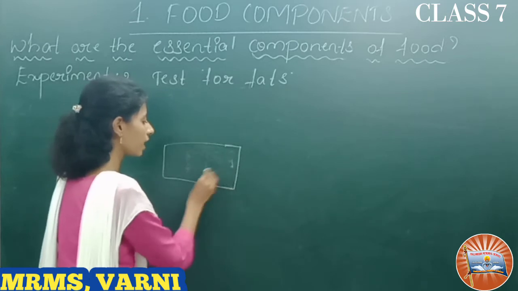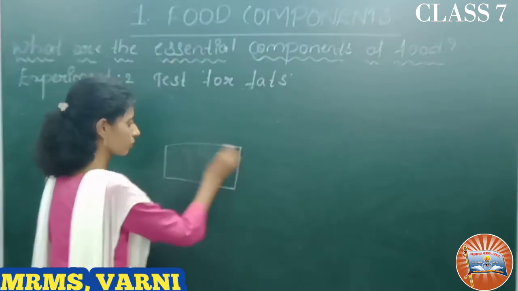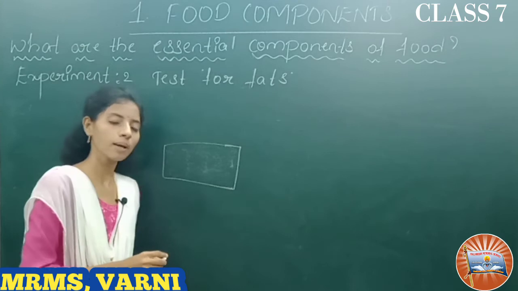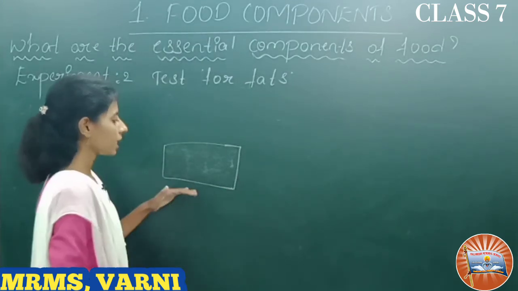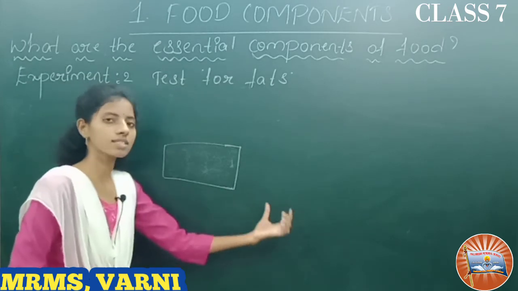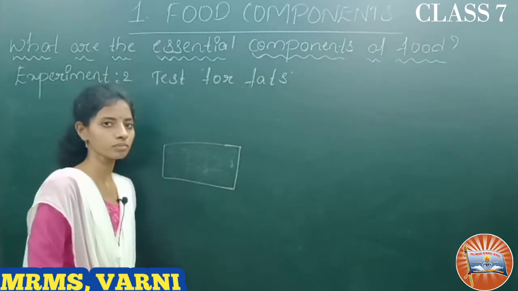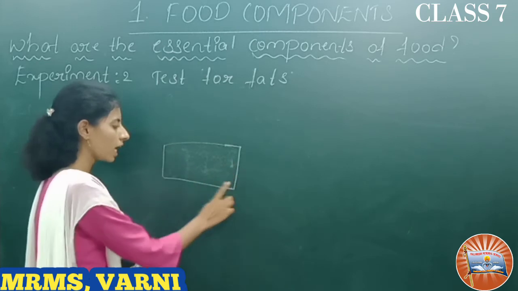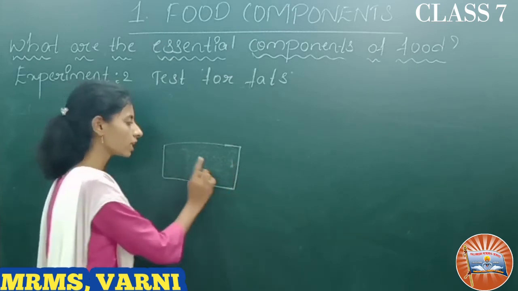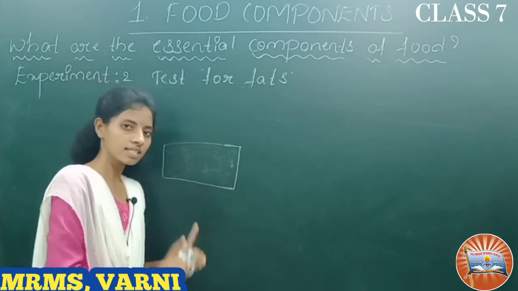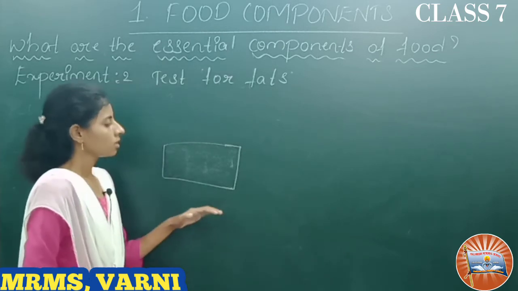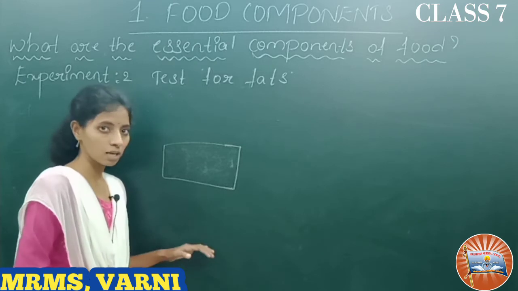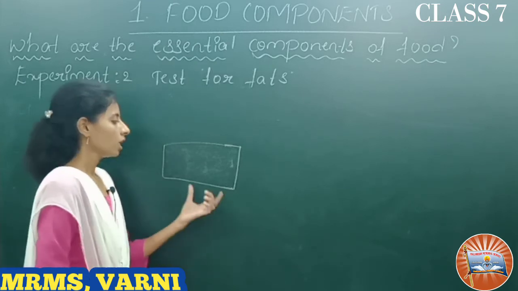Completely, we have to rub it gently or crush it on the paper. Now straighten this paper and keep it in sunlight for a while. After rubbing the food item on the paper, we have to keep this paper in sunlight for a while. Then observe after some time.